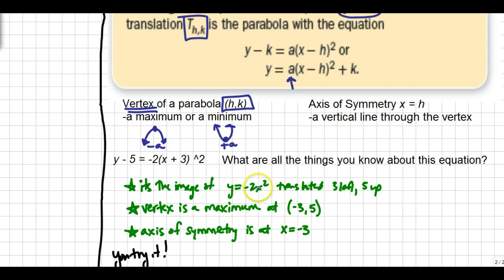The original was negative 2x squared. The vertex then is going to be at negative 3 comma 5. 3 left would be a negative 3, 5 up would be a positive 5. And then once we know the vertex, we know that the axis of symmetry is going to cut through this number. So we just say x equals whatever the x value is at the vertex line. And we know that that vertex point is going to be a maximum because the a value is a negative.